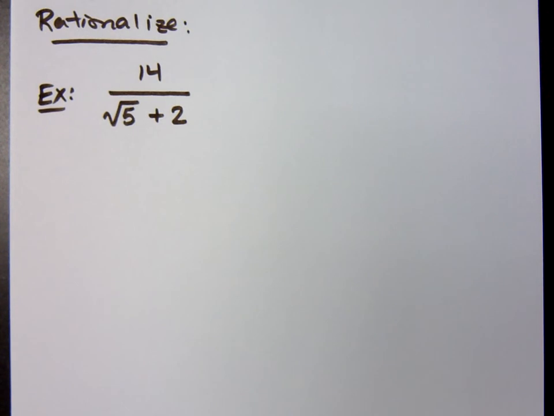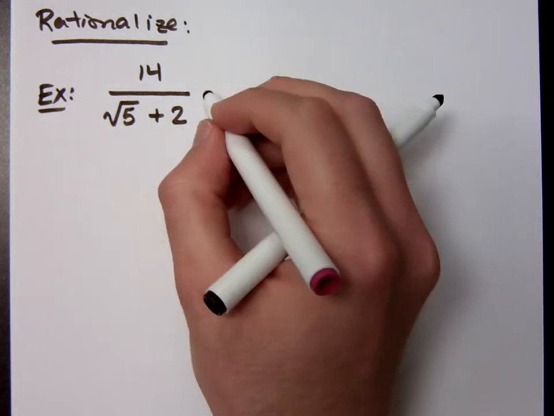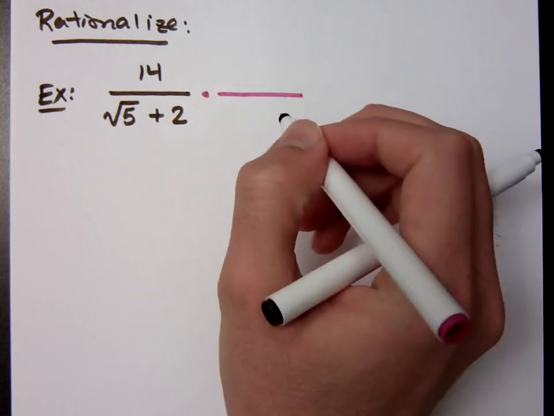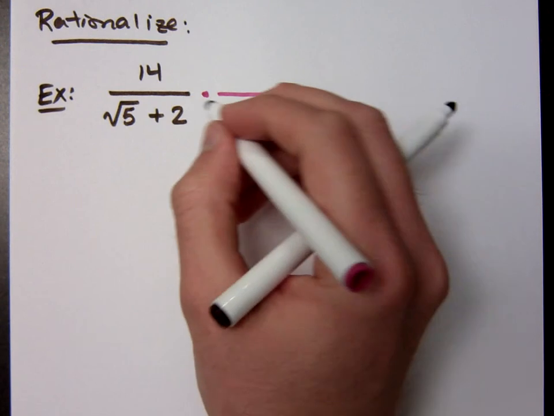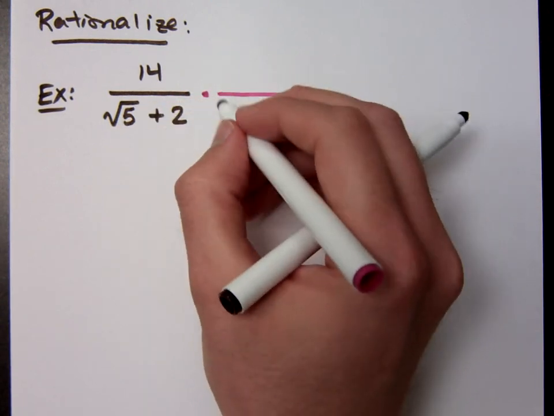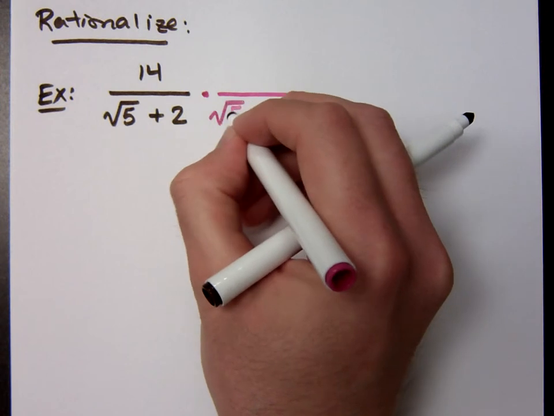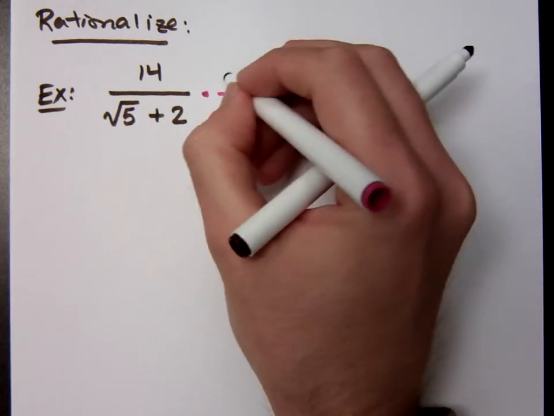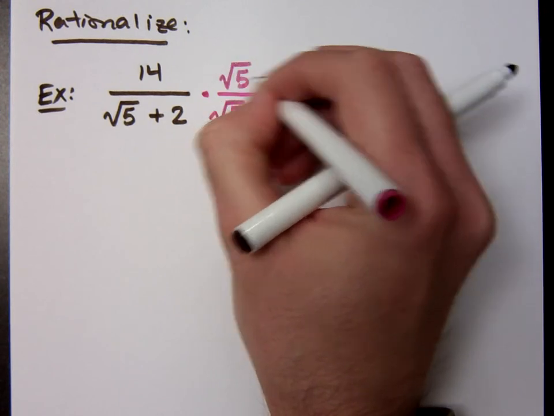Okay, we've already used that word today. It relates to the difference of squares. So what's the conjugate for this denominator? How would you multiply this times something to create a difference of squares? Square root of 5 minus 2. You would use the square root of 5 minus 2. And of course we have to do that in the numerator as well.